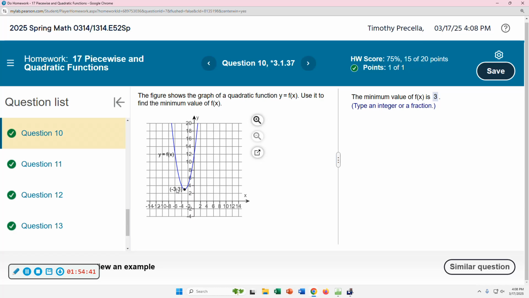Any questions there? I can see where it could be tricky. Yes, it could.